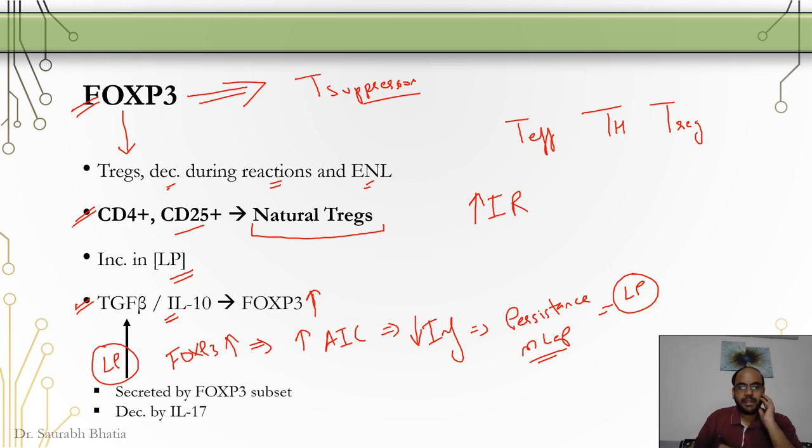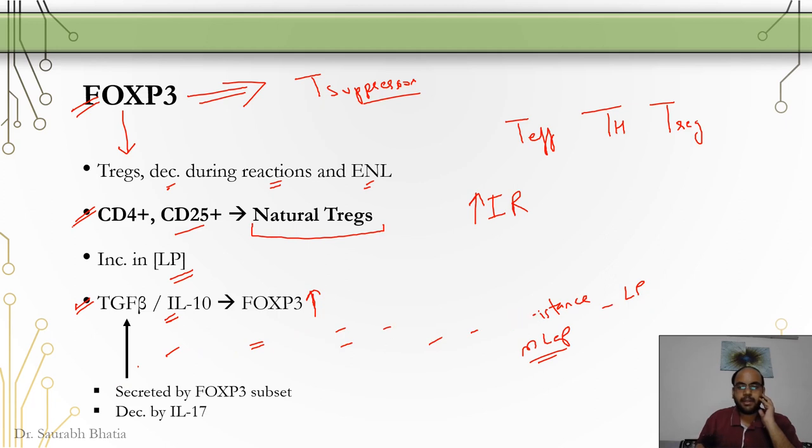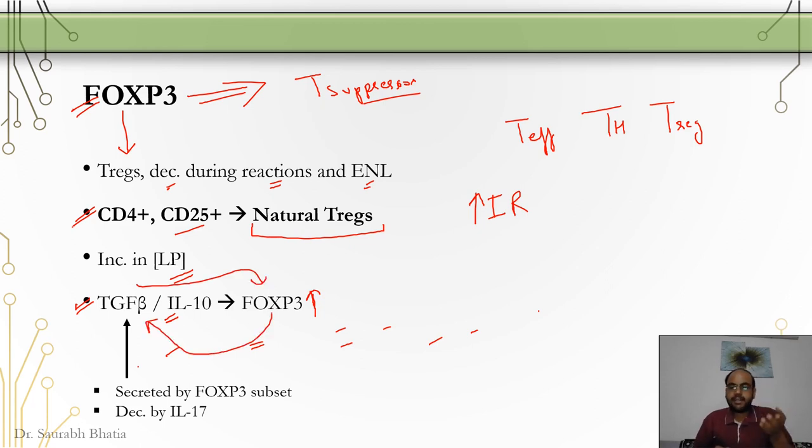So TGF-beta, I've told you, is an anti-inflammatory cytokine. Yeah, TGF-beta is an anti-inflammatory cytokine, and it is secreted by FOXP3 cells. So now you can see the positive loop. TGF-beta will increase FOXP3, and FOXP3 will increase TGF-beta. Okay. And that is how the regulatory arm is increased and is able to decrease the inflammatory arm.